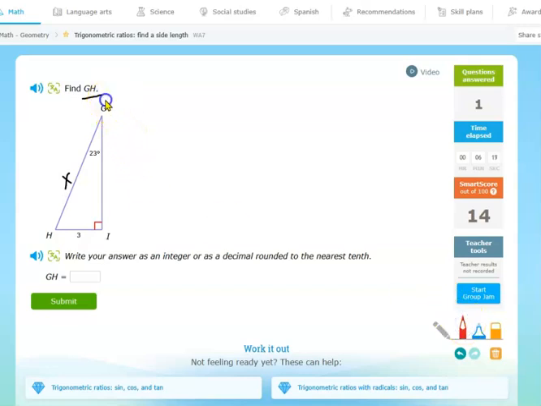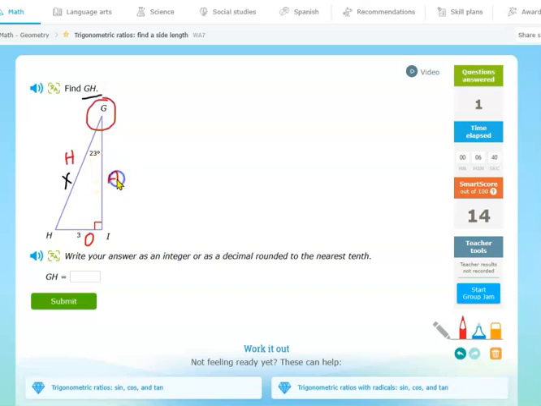We're going to circle our reference angle. Our reference angle is G because that's the one that has an angle measure. We're going to label our hypotenuse. The hypotenuse is just the side that's across from the 90-degree angle. We're going to label our opposite side. Our opposite side is the side that's across from the reference angle. And we're going to label our adjacent side.